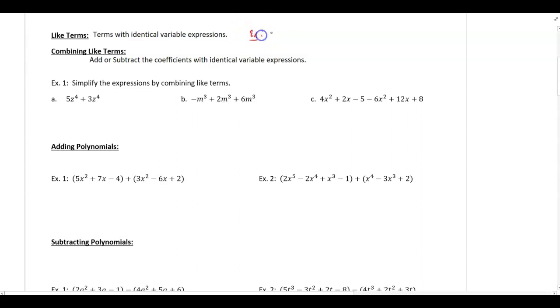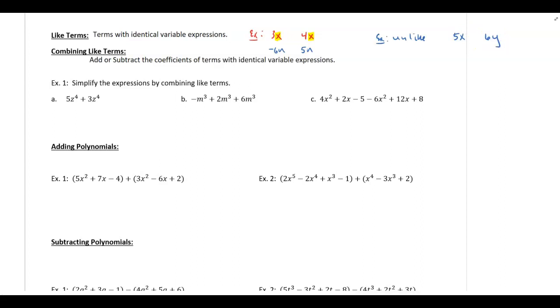An example of this would be 3x and 4x. These are like terms because if I look at the variable expression, x, they're the same. If I look at, say, negative 6n and 5n, those are like terms. Now, examples of unlike terms would be something like 5x and 6y.